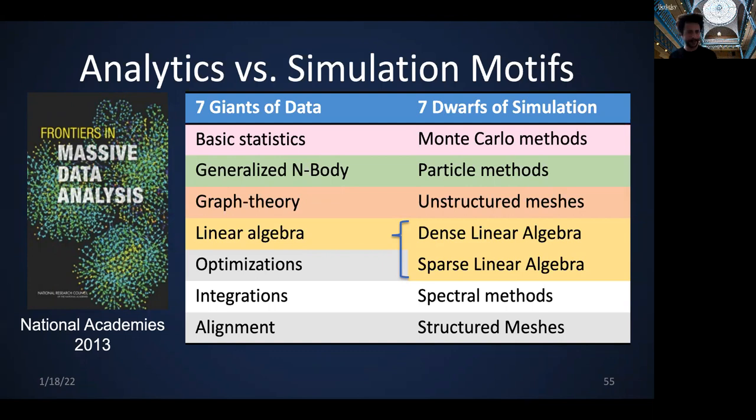And we're going to see that some of these things, like generalized N-body and alignment, actually come up a lot in computational biology. Overall, it's commonly accepted that these are a good place to start for looking at the basic computational kernels to do data analysis. Just as the 7 dwarfs of simulation were commonly accepted, with a few exceptions, as the really important kernels that you should optimize on a new machine.